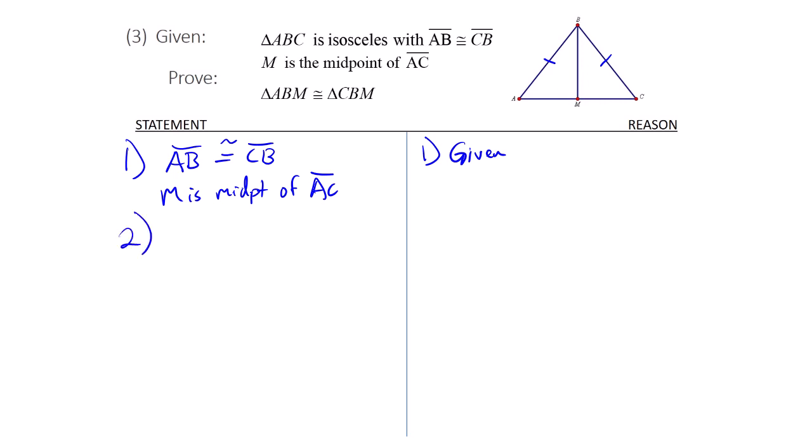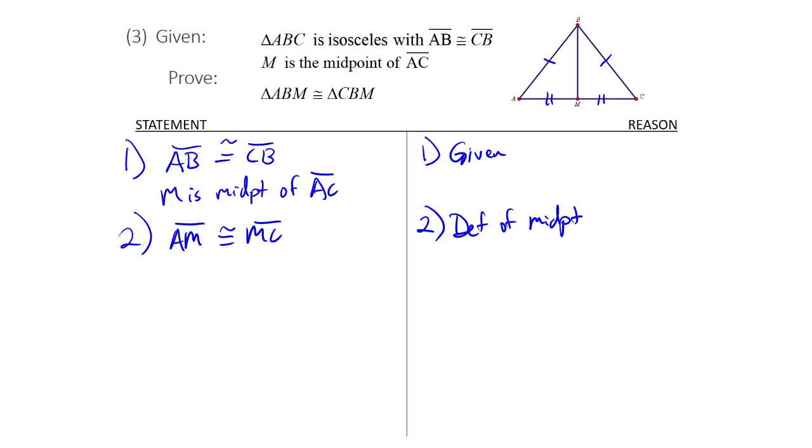So we know that these are congruent, so that's enough there. But with the midpoint, we can say, well, that means that AM is congruent to MC. So segment AM is congruent to segment MC, and that's because of the definition of midpoint. All right.